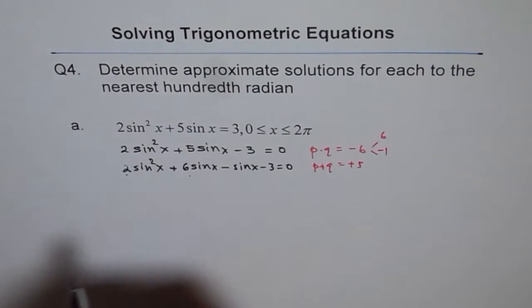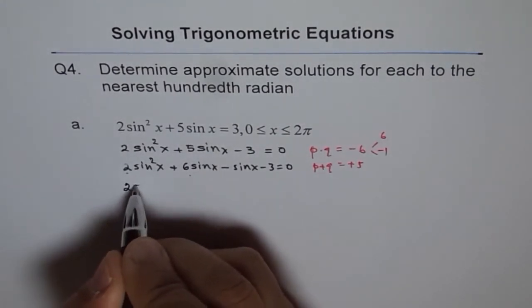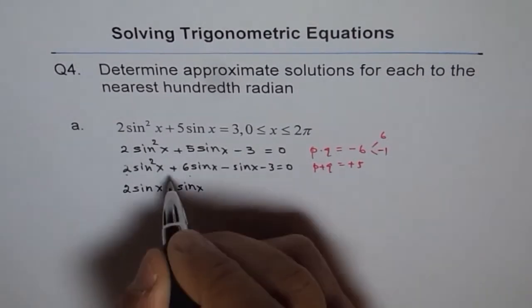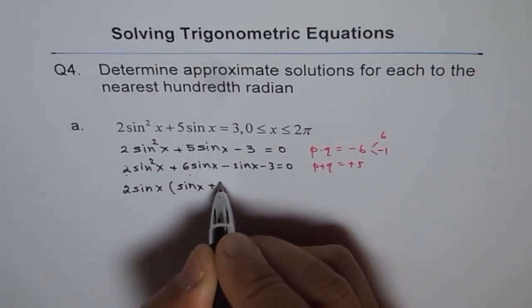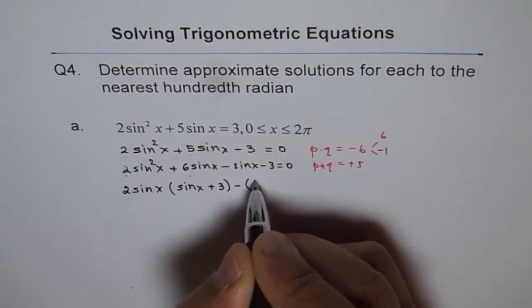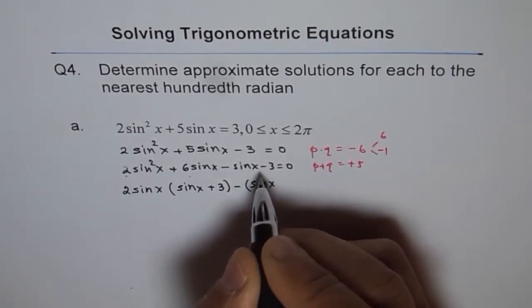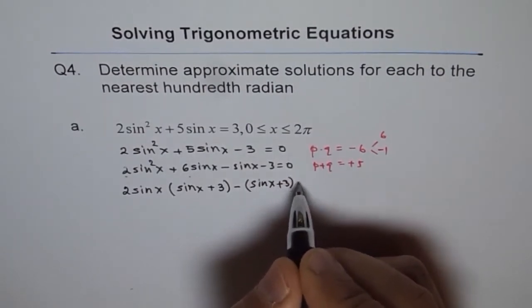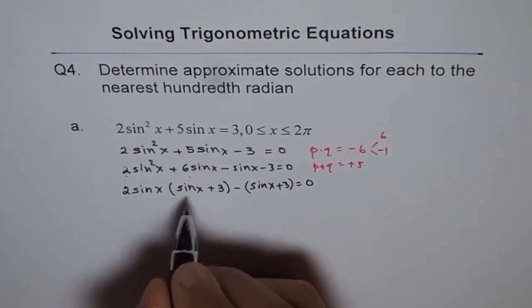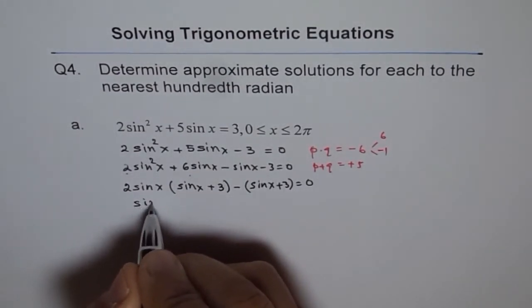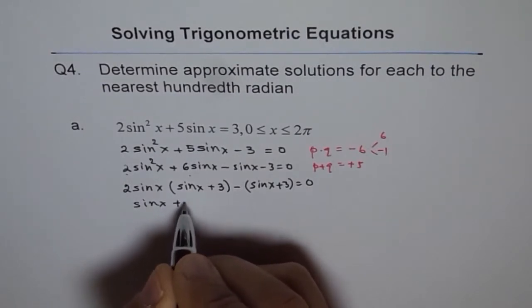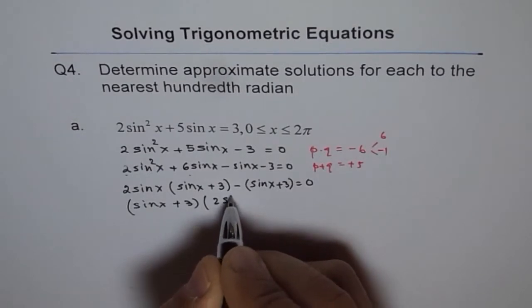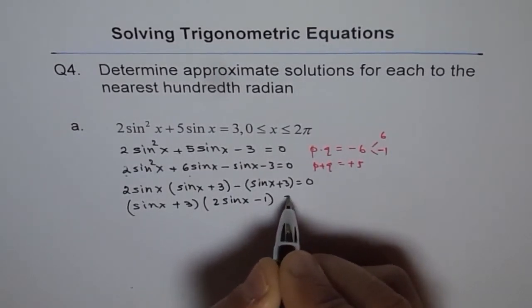Now we can take 2 common here along with sine x. We can write 2 sine x. We are left with sine x here plus 6 divided by 2 is 3, and we get minus of sine x, and then we get plus 3 here equals 0. Now sine x plus 3 is also common, so we use sine x plus 3, and we get 2 sine x minus 1 equals 0.